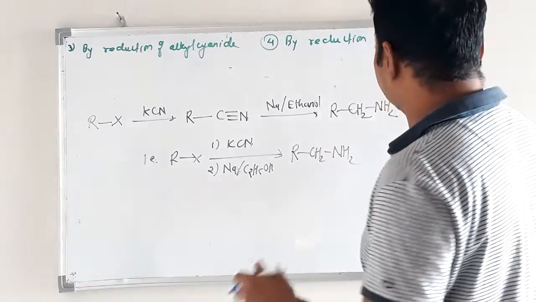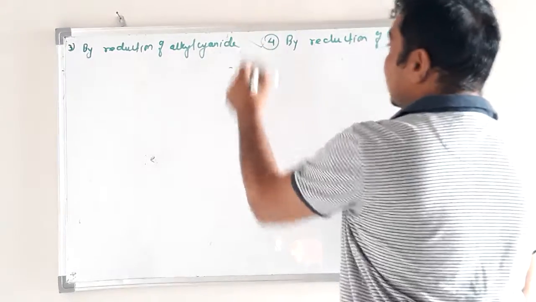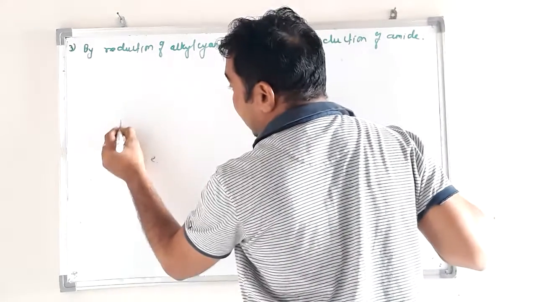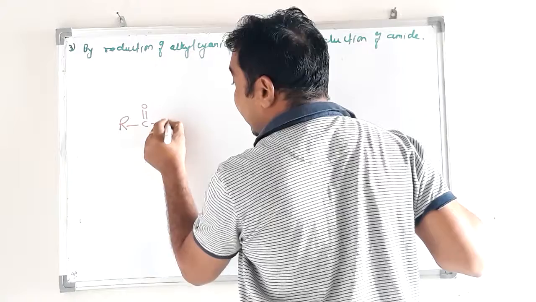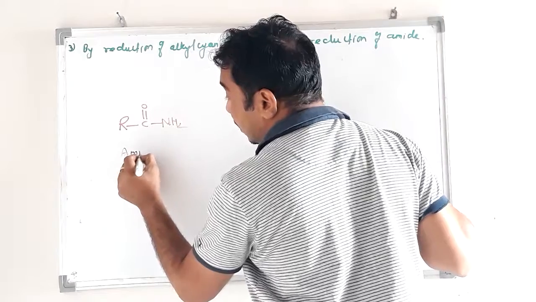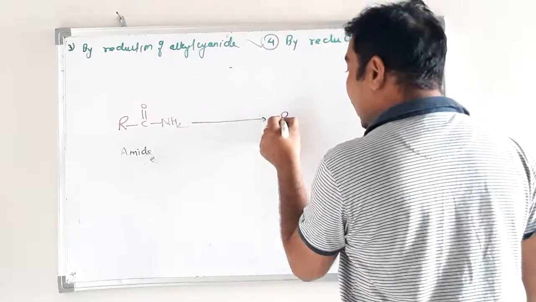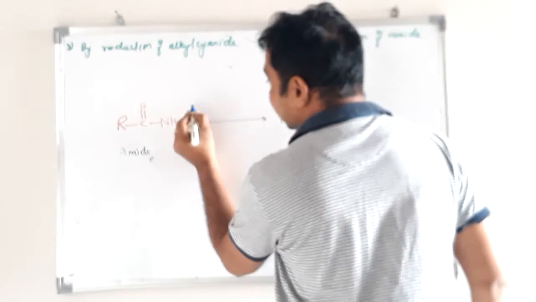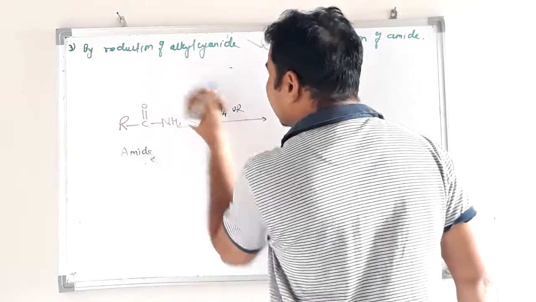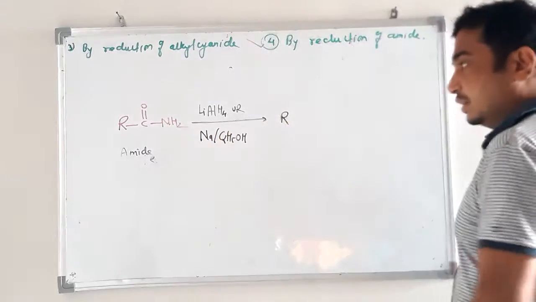Then the next method, by reduction of amide. Amide we know, RCONH2. This compound is known as amide. We want to convert this amide into amine. See, what we have to do? In this reaction, this amide is treated with lithium aluminum hydride or sodium and ethanol. These are reducing agents.